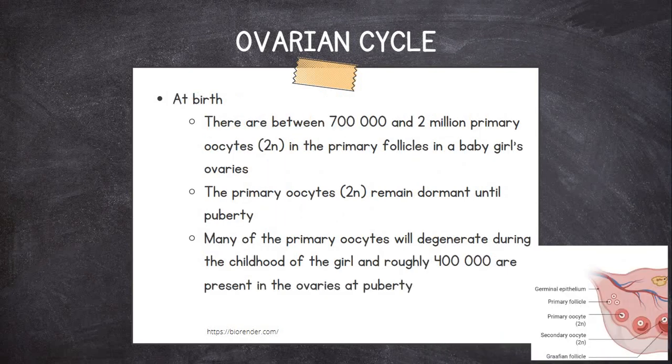Then at birth, so this fetus, baby girl, is now born, there are between 700,000 and 2 million primary oocytes in the primary follicles in a baby girl's ovaries. The primary oocytes remain dormant until puberty is reached, and many of the primary oocytes will degenerate during the childhood of the girl, and roughly only 400,000 are then present in the ovaries when this girl reaches puberty.